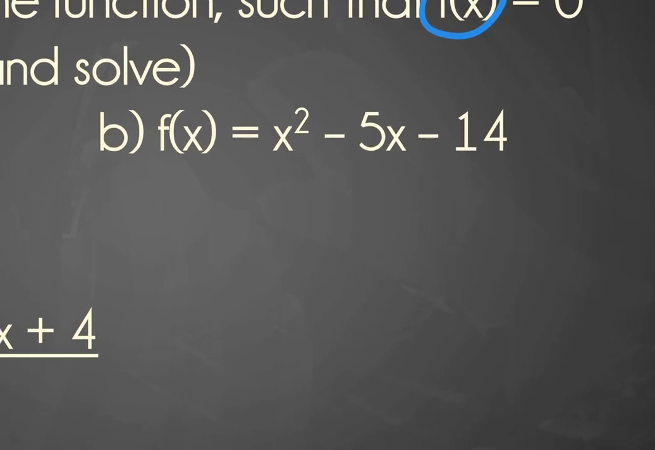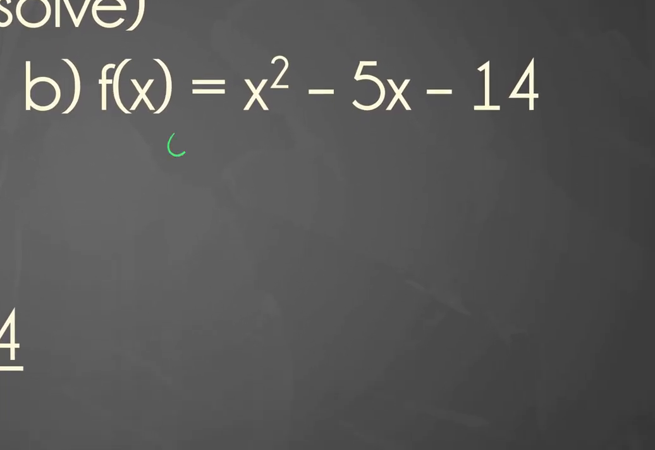All right, B. So I'm going to set this equal to 0. And as soon as you see that x squared and the x, you should know I'm going to try to factor. So the first thing I'm going to do is try to factor. If it doesn't work, you could use quadratic. But for right now, we're going to factor.